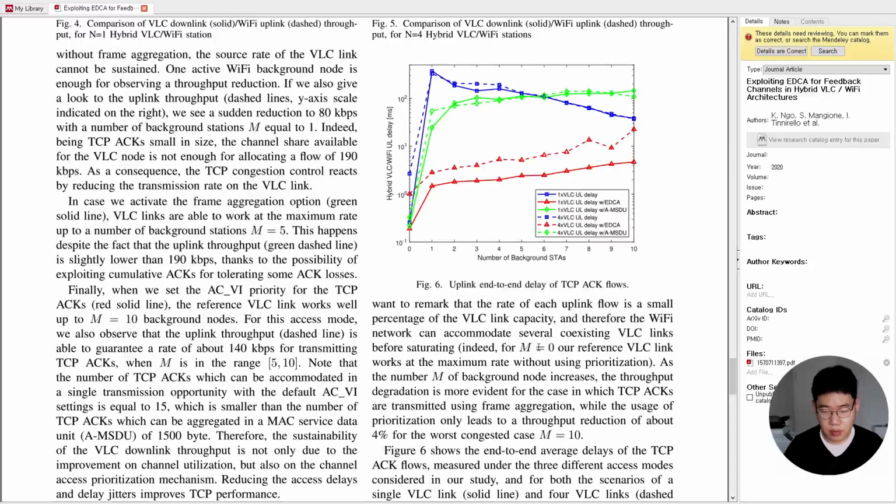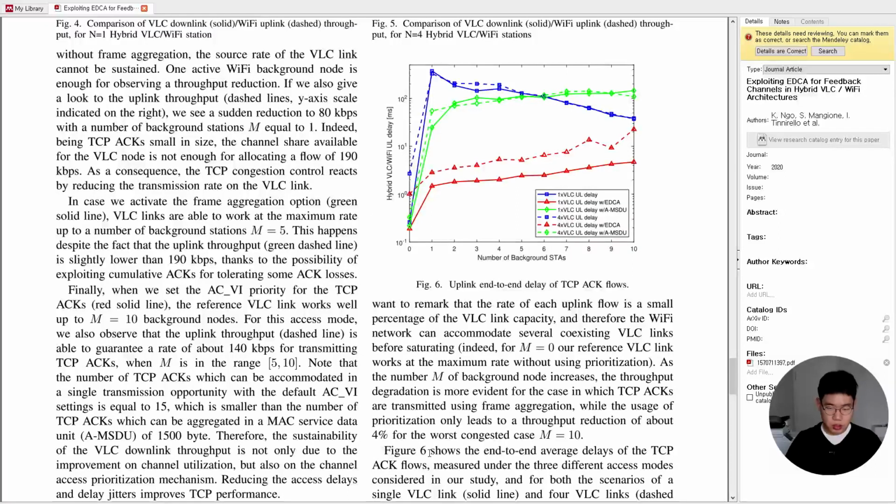Indeed, for m equals 0, our reference VLC link works at the maximum rate without using prioritization. As the number m of background nodes increases, the slope degradation is more evident for the case in which TCP-ACKs are transmitted using frame aggregation, while the usage of prioritization only leads to a slope reduction of about 4% for the worst congestion case, m equals 10.